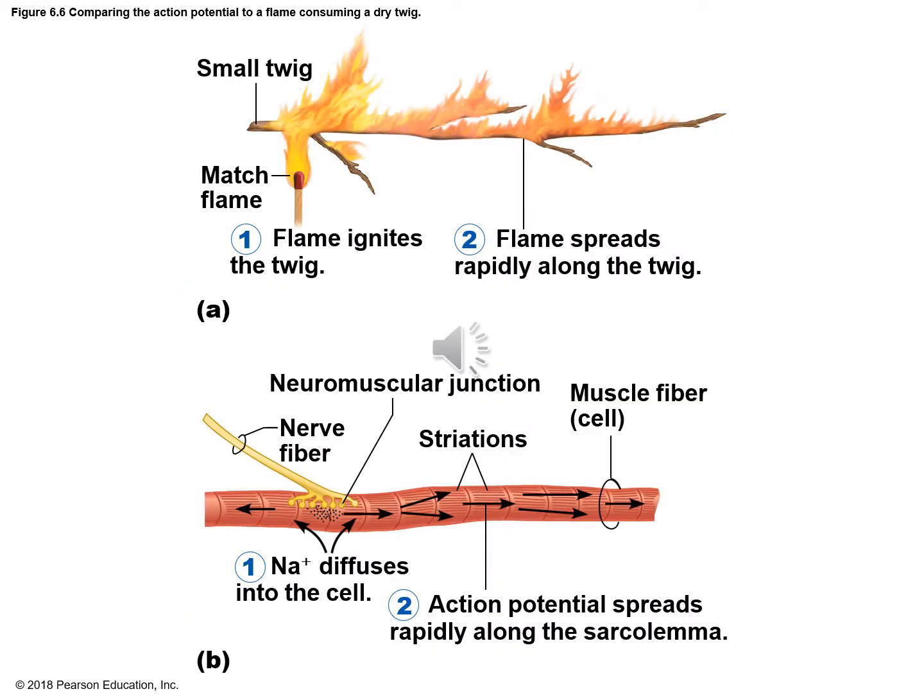Once enough acetylcholine passes across the synaptic cleft, an action potential will be reached. This image gives us the idea that it spreads very rapidly across the muscle cell and affects the entire muscle cell. It's called an all or nothing phenomenon.